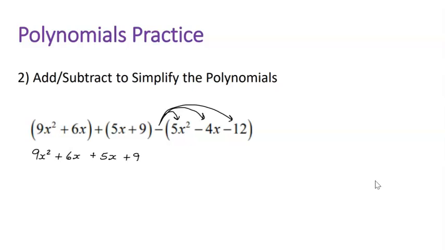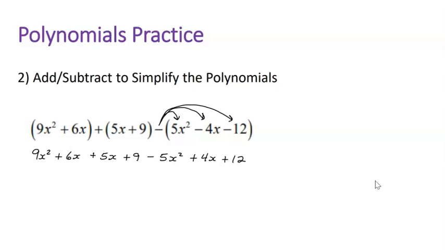So the 5x squared, which is positive, becomes a negative 5x squared. The negative 4x or the minus 4x becomes positive or plus 4x. The negative 12 or minus 12 becomes its opposite, becomes a positive 12.